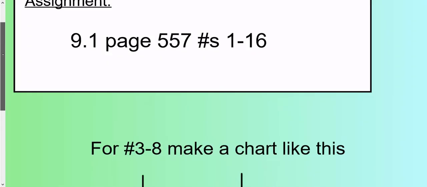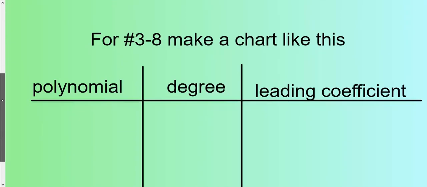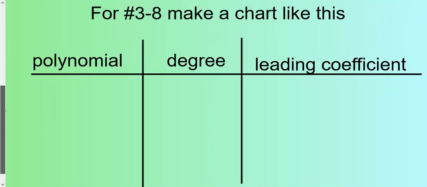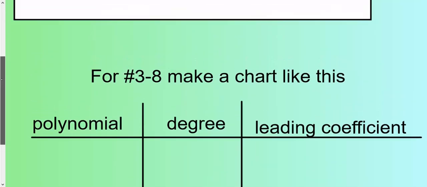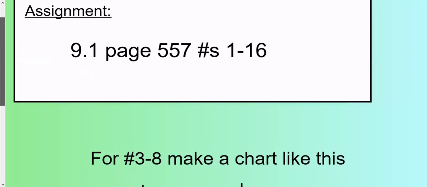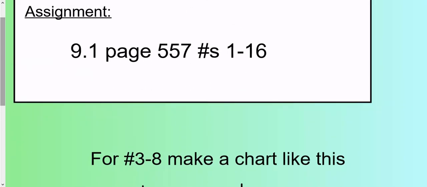For numbers 3 through 8, make a chart like this here: polynomial, degree, leading coefficient, kind of just what we just worked with. I had a chart there. And yeah, that's all we're doing today. And then we'll get back tomorrow for adding and subtracting these polynomials.